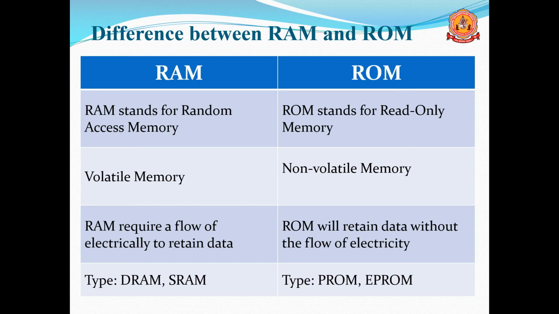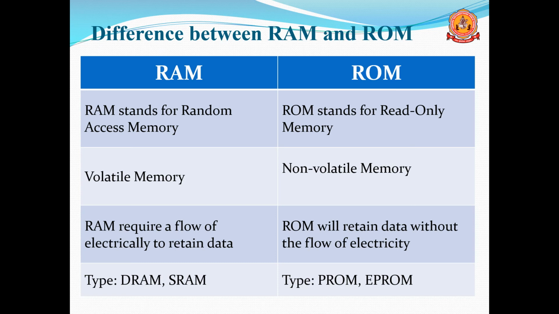Volatile means when you switch off the system or when your power goes off, the data you stored in that RAM device will be erased. Then the ROM is non-volatile. Non-volatile means the data stored here is permanent. When you switch off the system, the data you stored in ROM will be stored permanently.